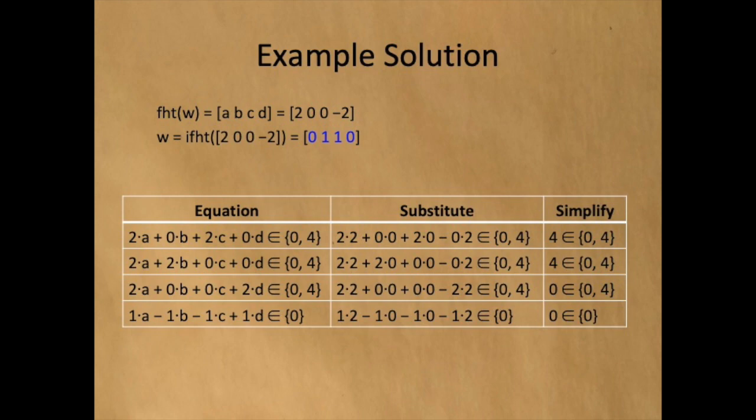Bit 0 and bit 1 are not both true. Bit 0 and bit 2 are not both true. Bit 0 and bit 3 are not both true. And bit 3 is not true. And we have 2 trues. And to show how this works, we substitute the values 2, 0, 0, and minus 2 in for A, B, C, and D. And note that in each case they simplify to true.